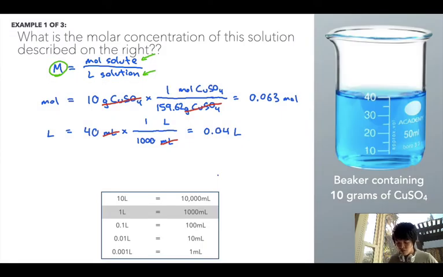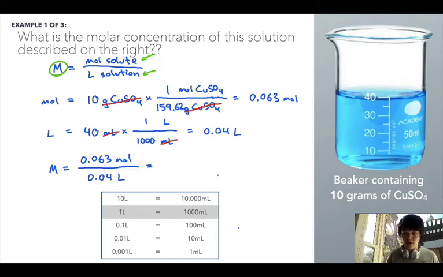So I'm going to go ahead and write it. Molarity is equal to 0.063 moles divided by 0.04 liters. Okay, and if we type this in a calculator, you just simply divide it. We should end up with 1.575. And the unit is moles per liter.